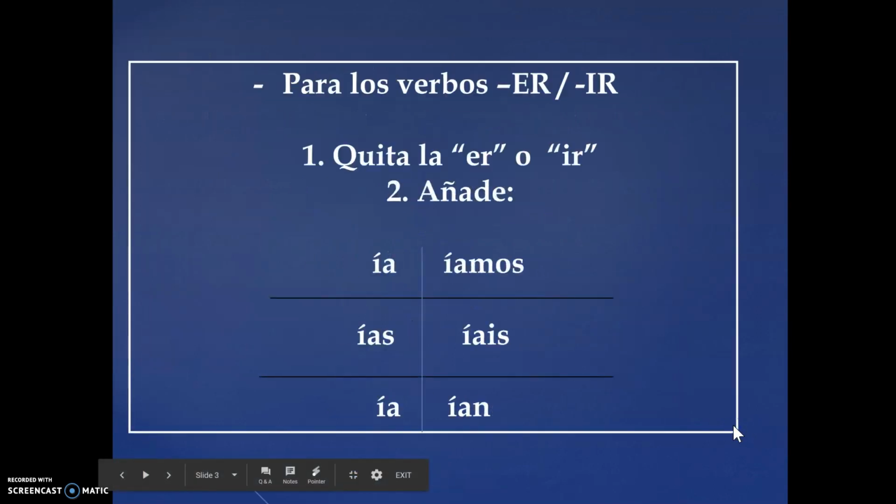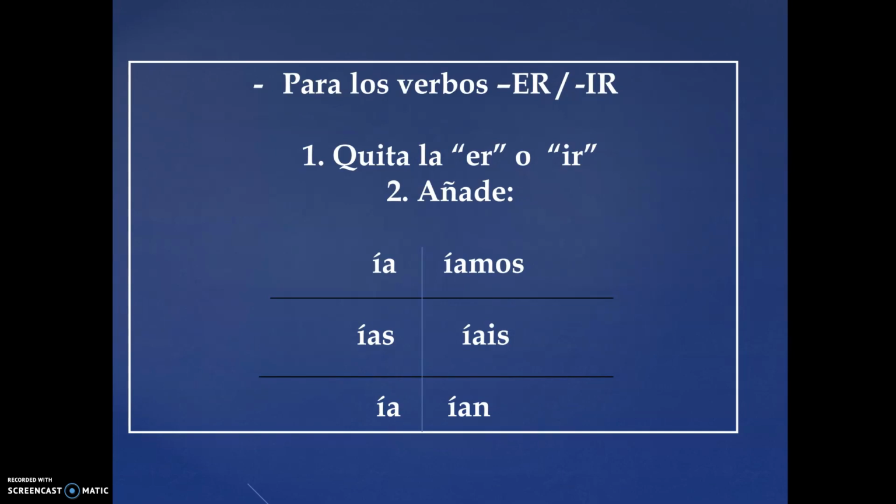Moving on, much like in the pretérito, ER and IR verbs share the same endings. And there was, of course, one accent on the nosotros form, ábamos, for the AR verbs. Here, every single ending has an accent on that first I for some of them and the only I for most of them. And you need to get in the habit of writing those accents down now. What you're going to do, quitar la ER o IR, get rid of the ER or IR, and añades las terminaciones, you add the endings. Ía, ías, ía, íamos, íais, and ían.